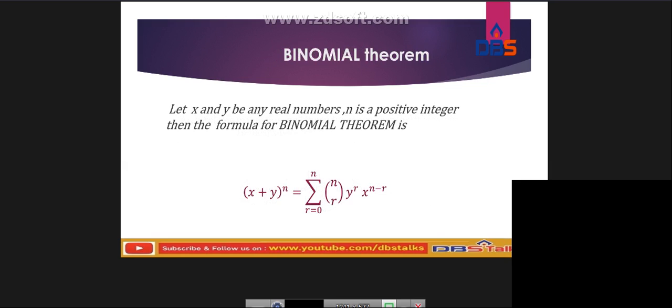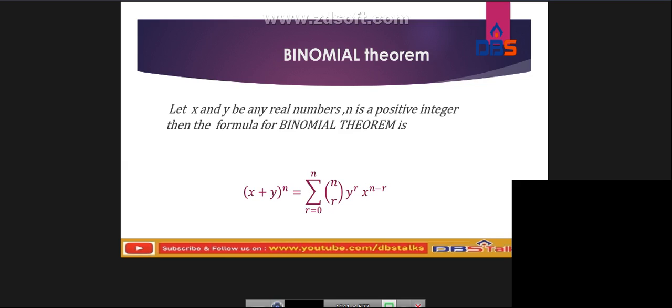Next one. Let x and y be any real numbers, and n is a positive integer. Then the formula of the binomial theorem is (x + y)^n = sigma r = 0 to n, nCr, y^r, x^(n-r).